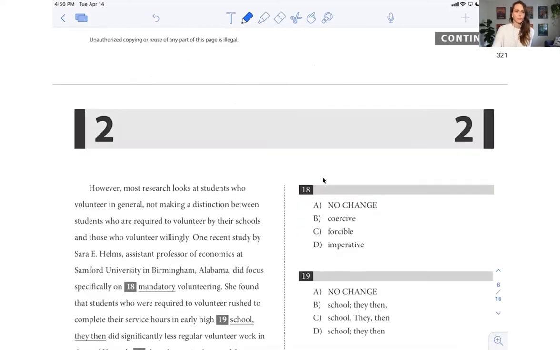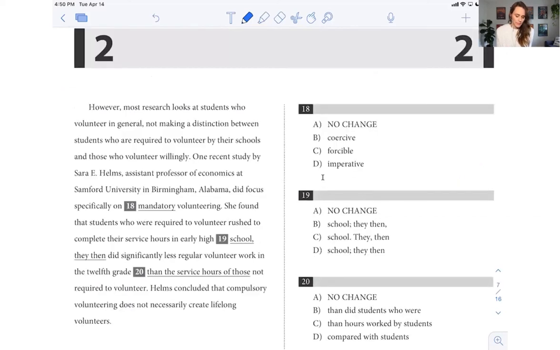Let's go on to 18. One recent study by Sarah E. Helms, assistant professor of economics at Samford University in Birmingham, Alabama, did focus specifically on mandatory volunteering. So mandatory would be something that's compulsory, right? It's required.